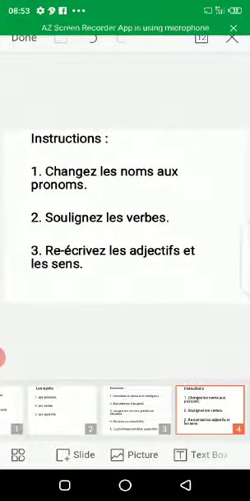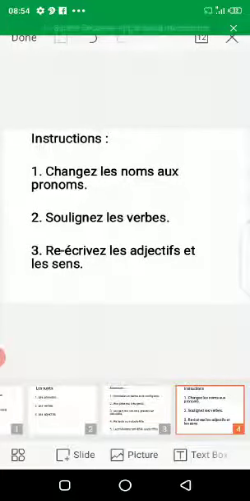Numéro 1. Changer le nom au pronom. Change the nouns to pronouns. Numéro 2. Souligner les verbes. Underline the verbs. Souligner, that's another verb, to underline. Souligner les verbes. Underline the verbs.